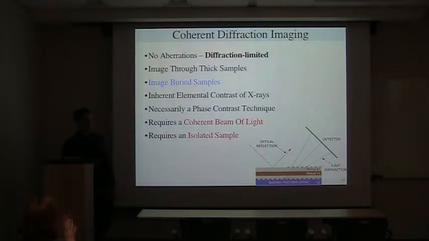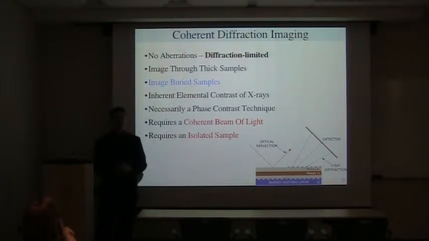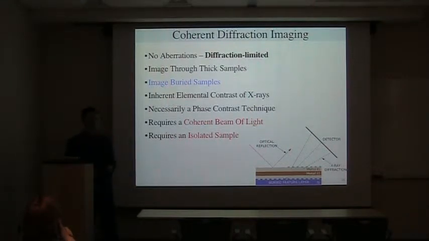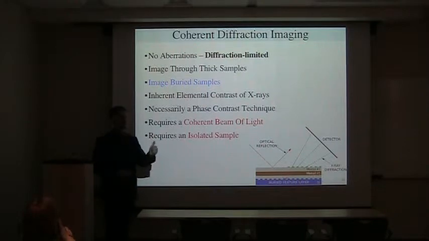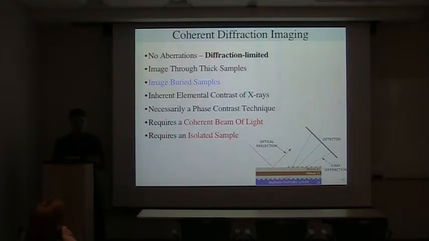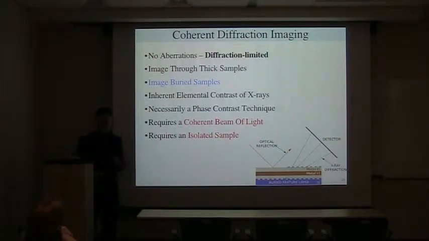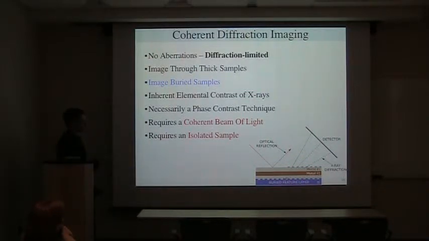But what I like to point out here is that because we have to get the phase, we actually do get the phase. Okay? This is necessarily and uniquely a simultaneous phase and amplitude contrast imaging technique. Okay? So that's very powerful. And I'll show you how the phase contrast comes into play in just a little bit. As the name implies, we need a coherent beam of light. And in most cases, we need an isolated sample.